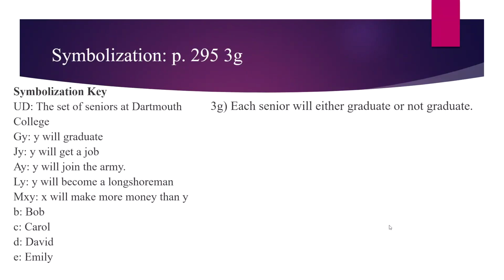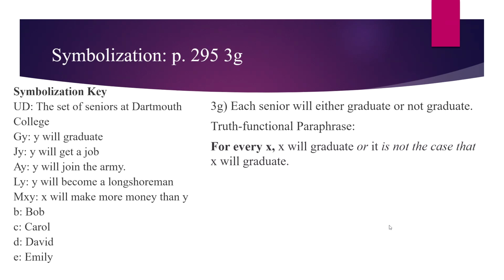Now we have each senior will either graduate or not graduate. Each is very similar to all. So here we're making a universal claim that for every senior, they will either graduate or not graduate. This is different from they will all graduate or they will all not graduate, right? This is making a claim that for each individual, this disjunction is true. So we phrase it like this.